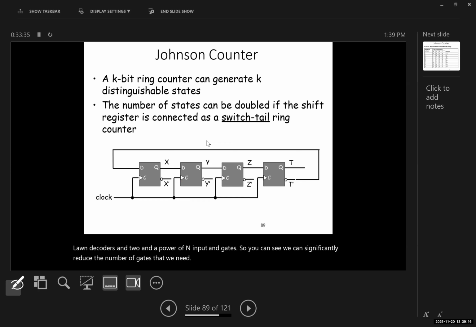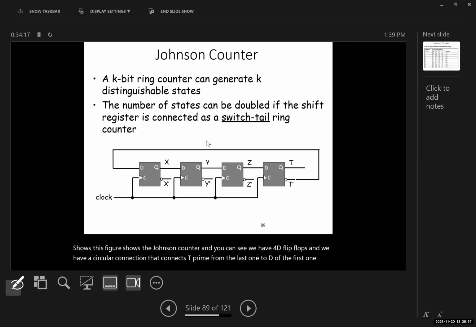Now, another type of counter that we have is called the Johnson counter. A Johnson counter is a k-bit ring counter that can generate k distinguishable states. The number of states can be doubled if the shift register is connected as a switch-tail ring counter. Now this figure shows the Johnson counter, and you can see we have 4 D flip-flops, and we have a circular connection that connects Q prime from the last one to D of the first one.